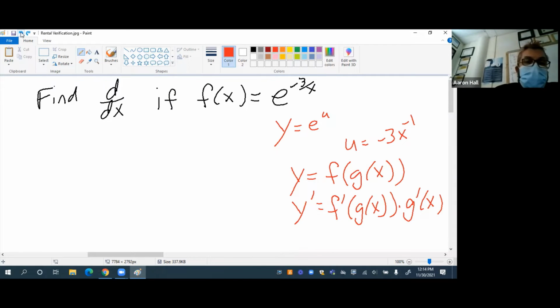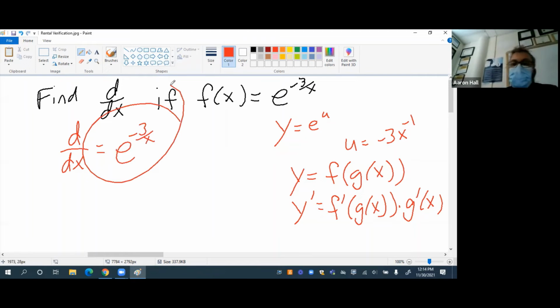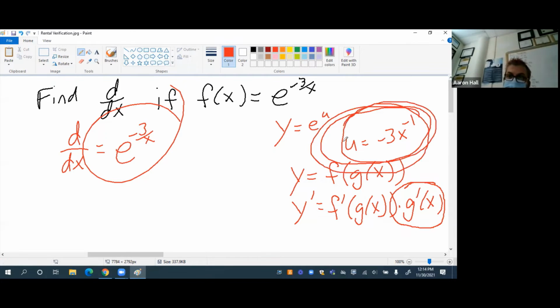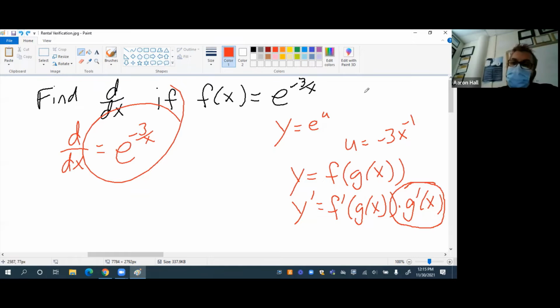So we have our derivative then, d dx, is going to be e to the power of negative 3x, right? That's just the derivative of the outside function. But we have to multiply it by the derivative of the inside function, which is here, Jacob. That looks to me like the power rule, because we just have a polynomial. Jacob, what is the derivative of this polynomial?